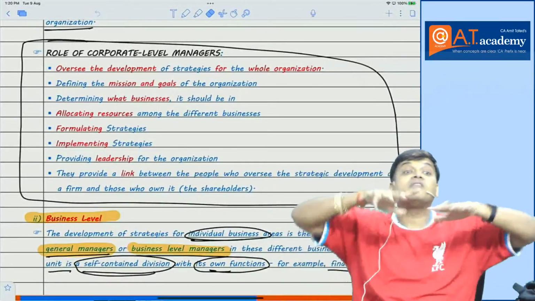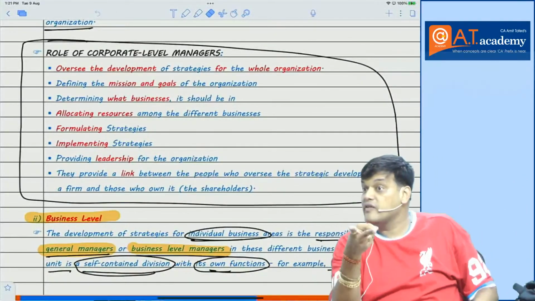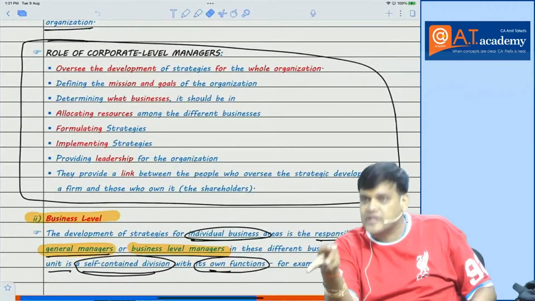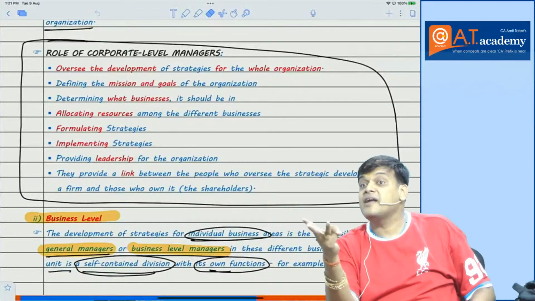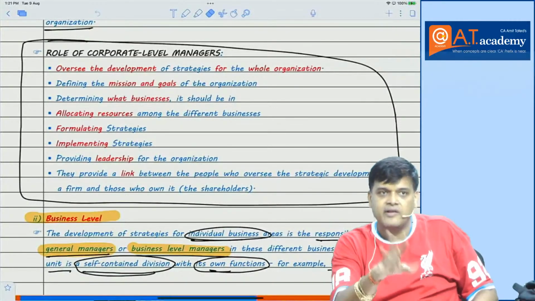Look again. Oversee the development of strategies. Second, goals and mission. Third point, which business? Fourth point, allocating resources. Fifth and sixth.